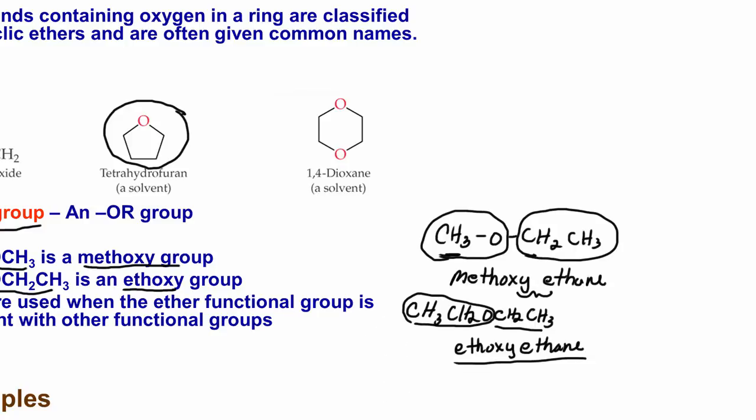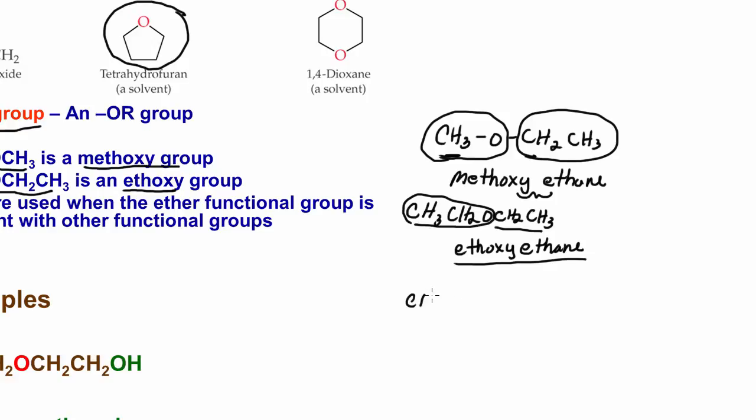Let's do one more. We'll do this OCH, and let's put a methyl group right here. So this one here, our longest chain is 1, 2, 3, 4. We have 4 carbons, and so this would be a butane. And then this is a methoxy group.